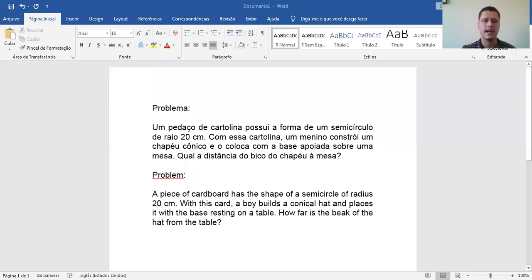So let's show the problem, okay? I have here basically the same problem in Portuguese and English. So let's read here. A piece of cardboard has the shape of a semicircle of radius 20 centimeters. With this card, a boy builds a conical hat. You know what a conical hat is, right? It's the hat that we use in birthdays, this kind of stuff. And places this hat with the base resting on a table. So you put the hat on the table. How far is the beak of the hat from the table? So what is the distance between the point of the hat and the table? So let's work.